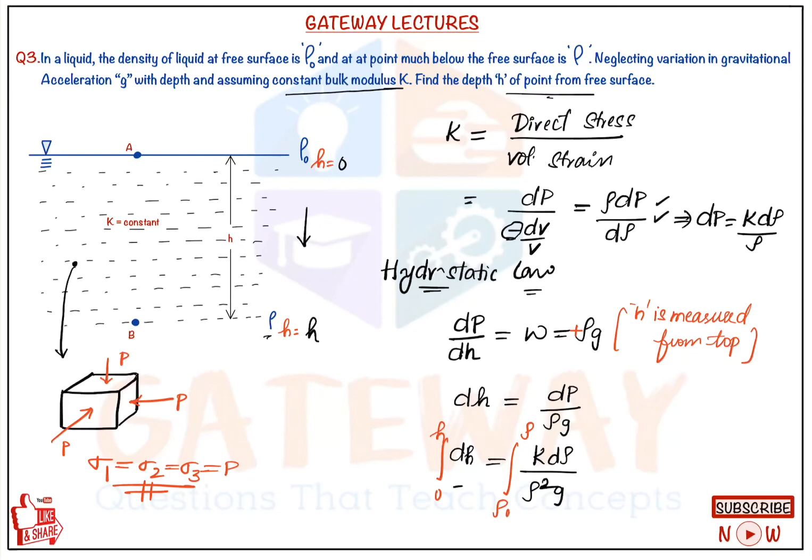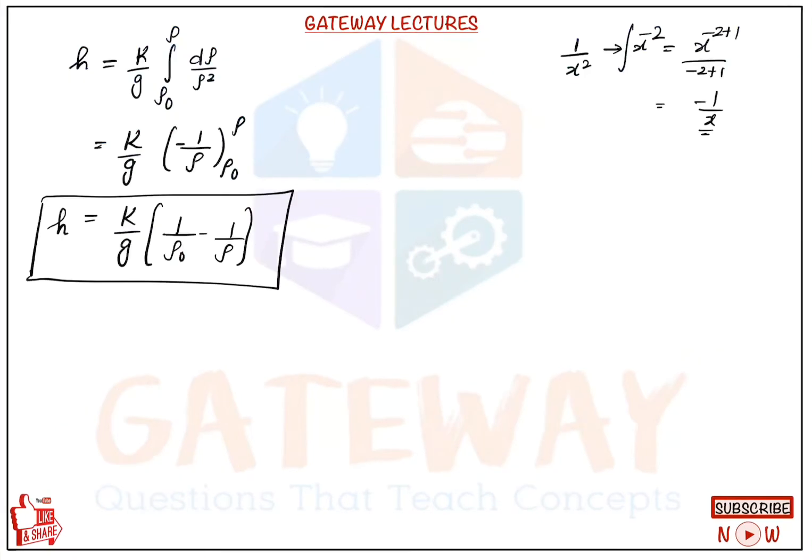So we may get these types of problems. Actually, this is a basic numerical, and from this many problems can be framed. In the question, they may give the value of rho naught, the value of rho, and the bulk modulus value, and ask for the value of the height. So simply we can make this derivation and substitute the values here.